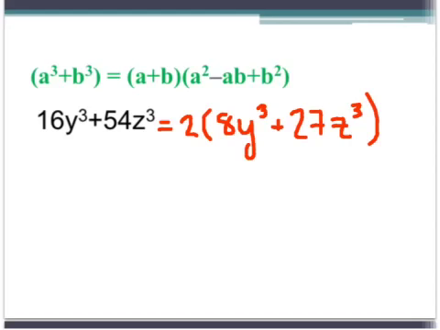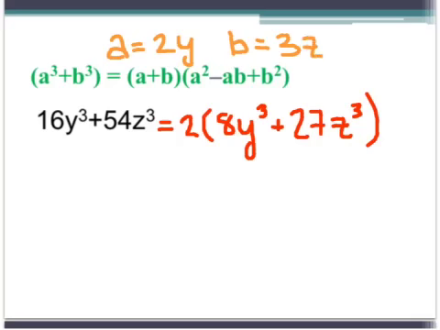All right, so now 8's a perfect cube, y cubed's a perfect cube, 27's a perfect cube, z cubed's a perfect cube. So now I'm all ready to go. Now, what is a going to be? Well, what is the cube root of 8? It's 2. What is the cube root of y cubed? It's y. What is b going to be? What is the cube root of 27? That's 3. What's the cube root of z cubed? Well, that's z. So now it's just plugging into the formula.